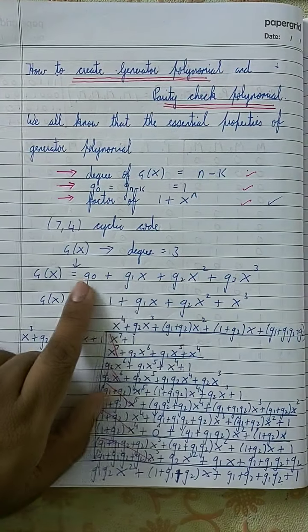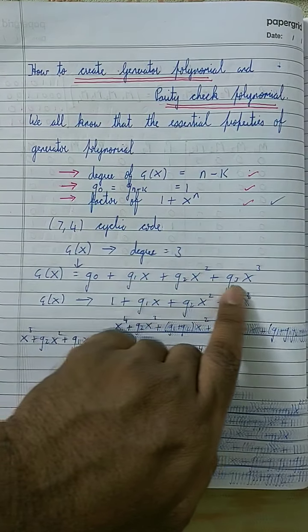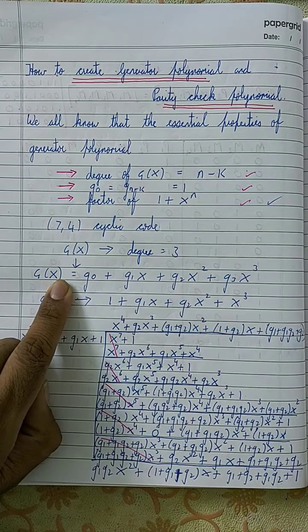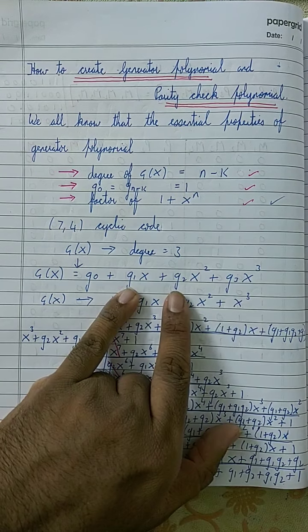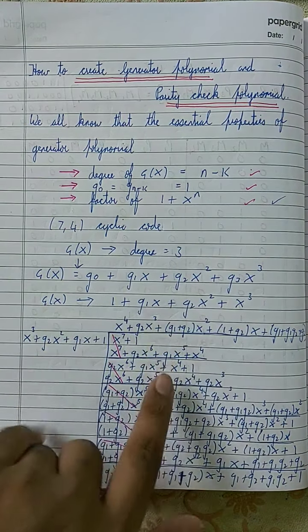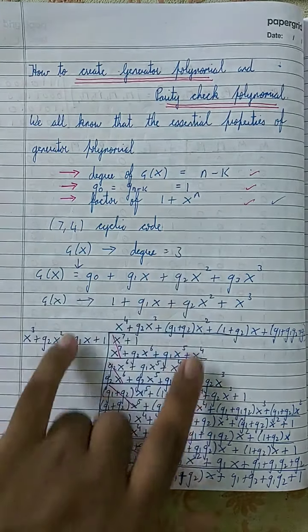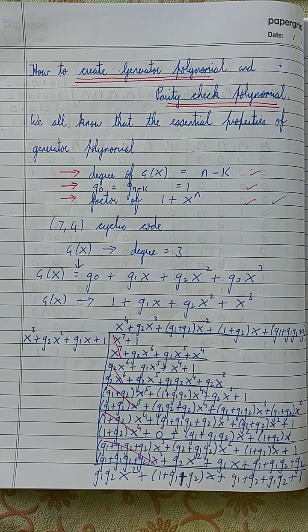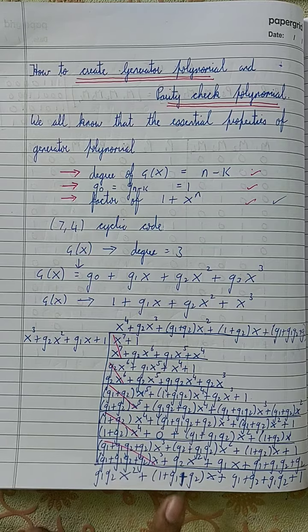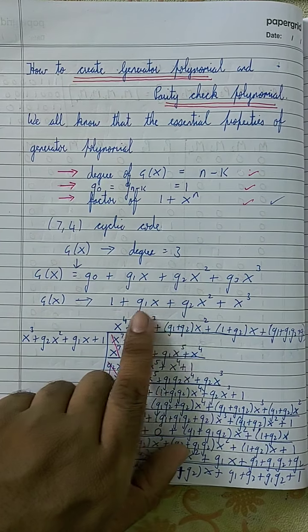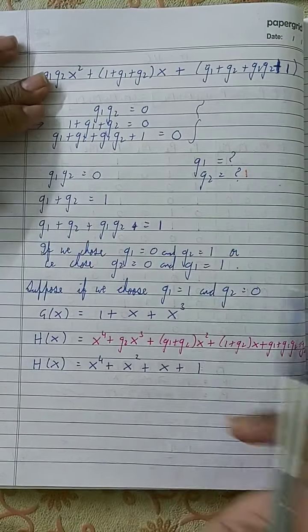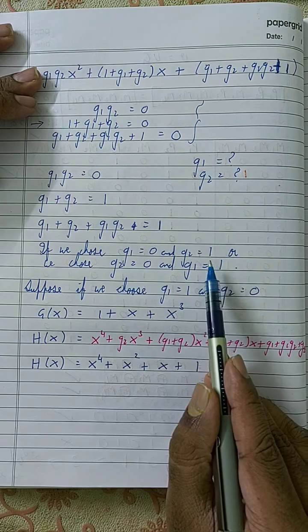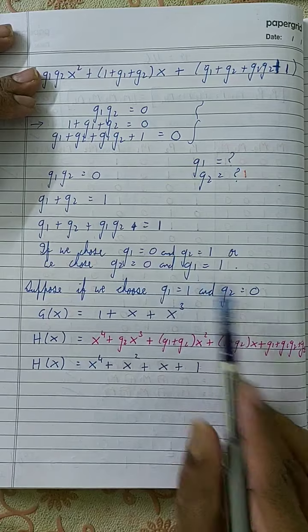What you're seeing here is g0 plus g1x plus g2x square plus g3x cube. This is my g of x, and I know that g0 and g3 should be equal to 1. I don't know what g1 and g2 are, but I know that it's a factor of 1 plus x raised to n. So I divided and found the remainder. I equated the remainder to 0, and from there I discovered the two possible values of g1 and g2: either g1 is equal to 0 and g2 is equal to 1, or g2 is equal to 0 and g1 is equal to 1.